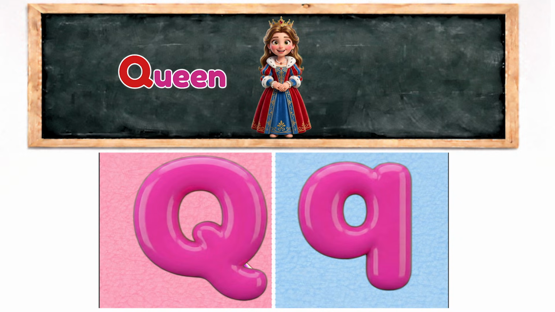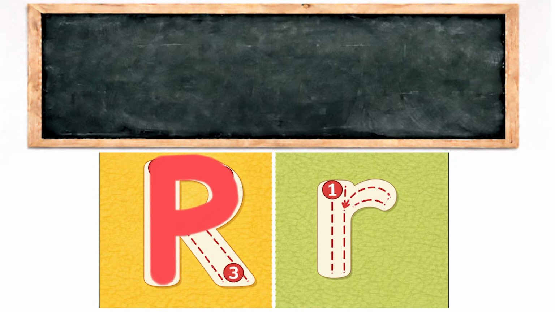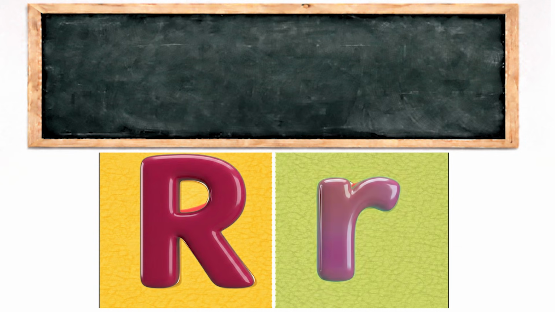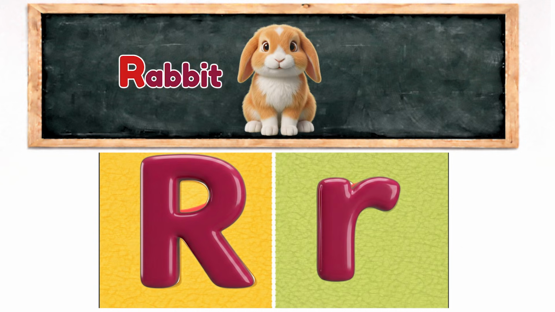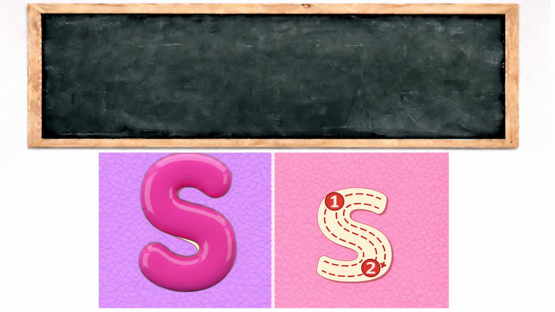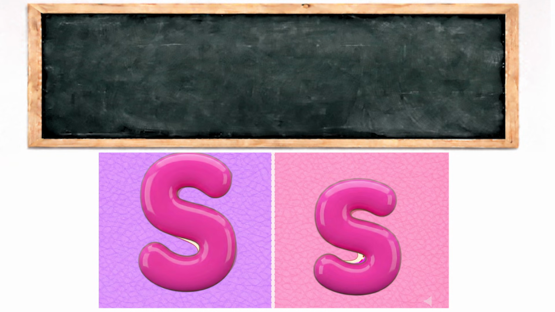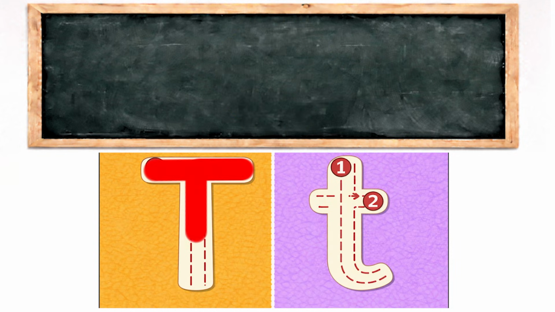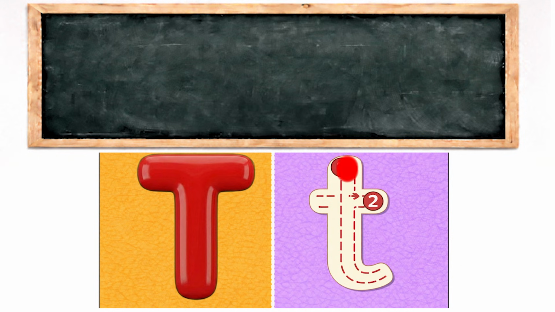Q is for queen. This is capital R, and this is small r. R is for rabbit. This is capital S, and this is small s. S is for sun. This is capital T, and this is small t.